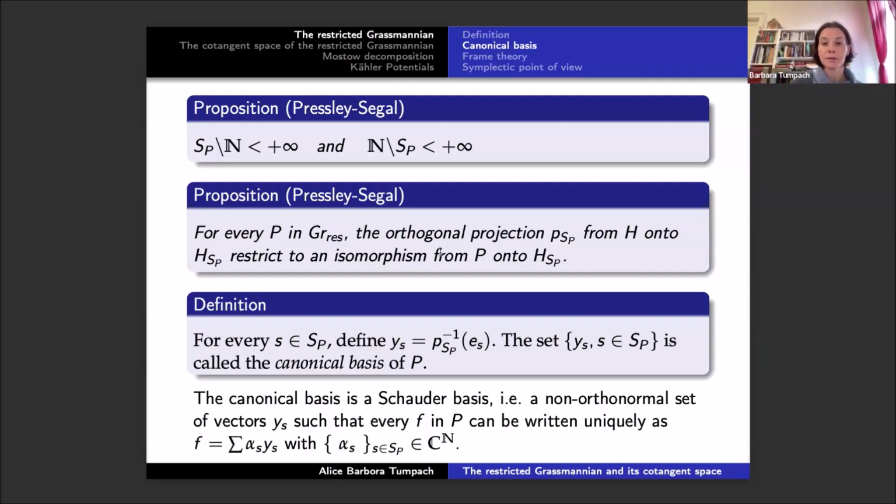So the proposition before said that this orthogonal projection, when restricted to P, is an isomorphism, so we can invert it, and the preimages of the elements of the basis, which are indexed by S, will form the canonical basis of P. This canonical basis is not orthonormal, it's just a Schauder basis. So any element of the space P can be written as a combination of these elements of the canonical basis with coefficients a priori only within C.